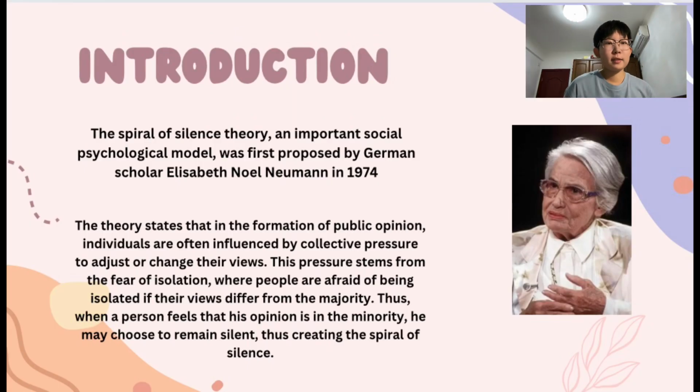The spiral of silence theory is an important social psychological model first proposed by German scholar Elisabeth Noelle-Neumann in 1974. The theory states that in the formation of public opinion, individuals are often influenced by a collective pressure to adjust or change their views. This pressure stems from the fear of isolation, where people are afraid of being isolated if their views differ from the majority. Thus, when a person feels that his opinion is in the minority, he may choose to remain silent, thus creating the spiral of silence.